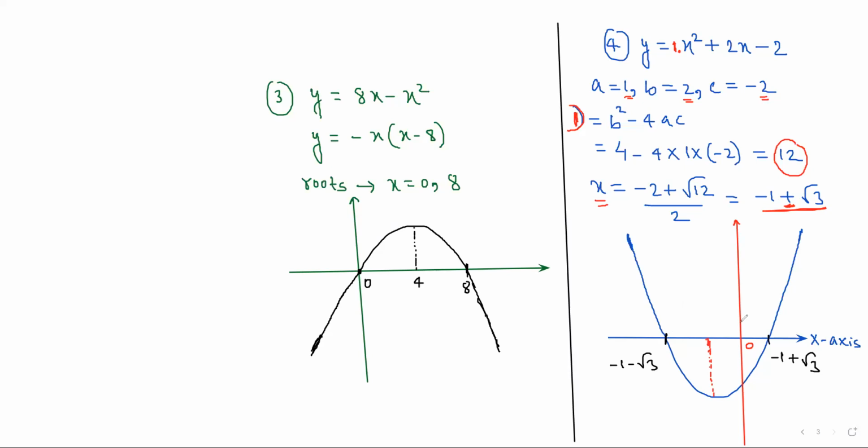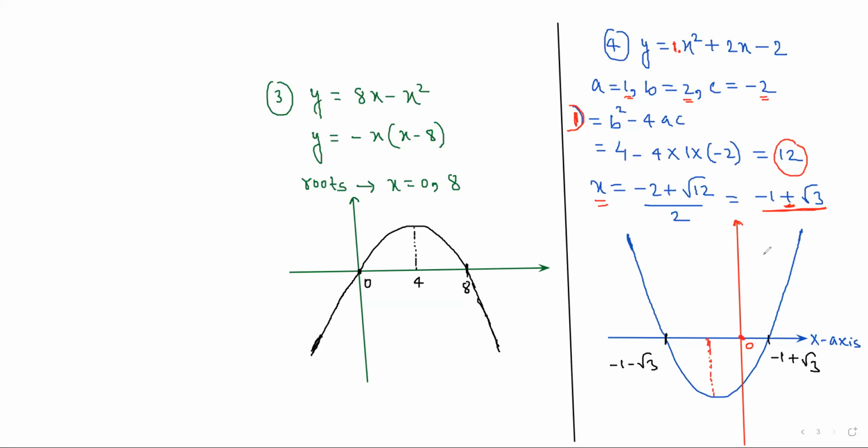So this is outside, on the left side of the y-axis, and this is minus 1 plus root 3. This is nearer to the y-axis, because root 3 is 1.732, and minus 1 plus 1.732 is 0.732. This is very close to the y-axis. Okay, now. Yes, sir, understood the overlook of the graph.